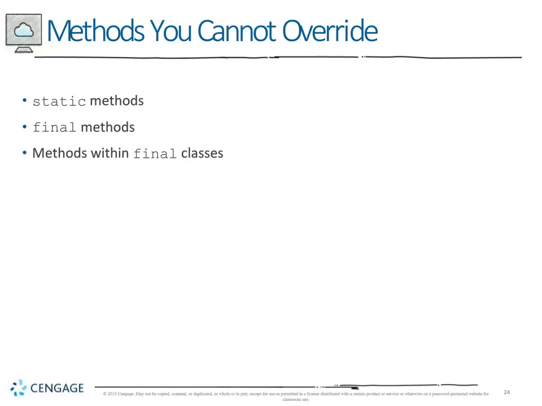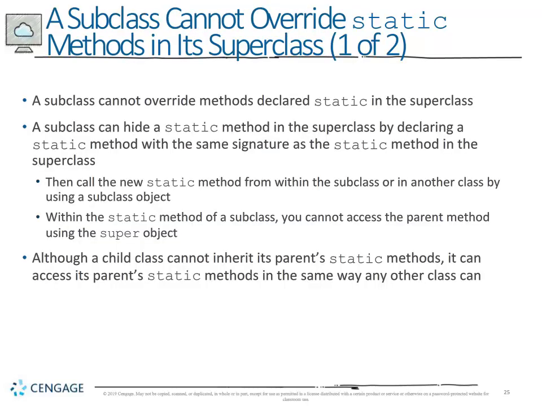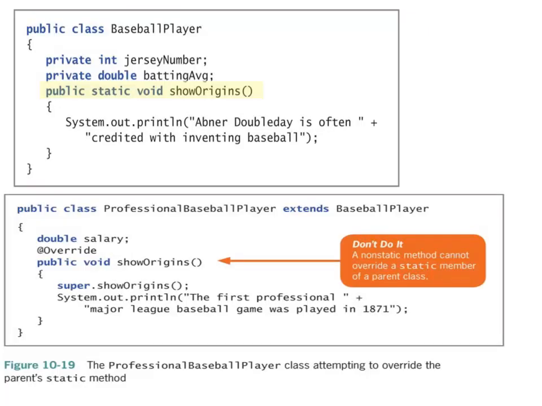Sometimes when you create a class, you might choose not to allow subclasses to override. So the three types of methods that you cannot override in a subclass are static methods, final methods, and methods within final classes. A subclass cannot override methods that are declared static in the superclass.